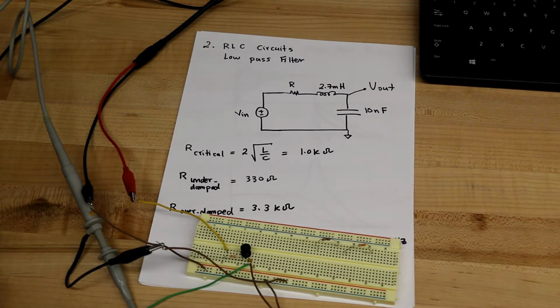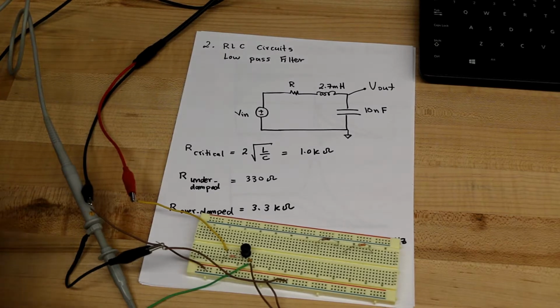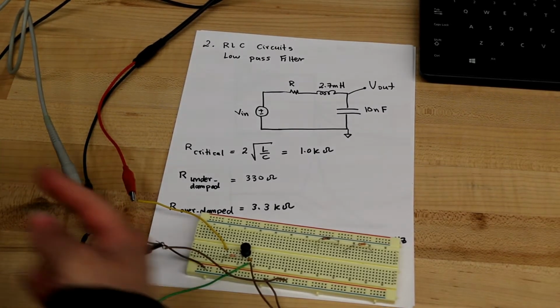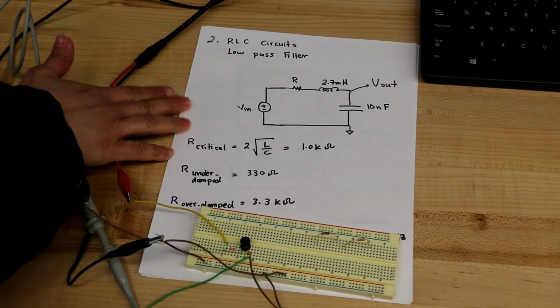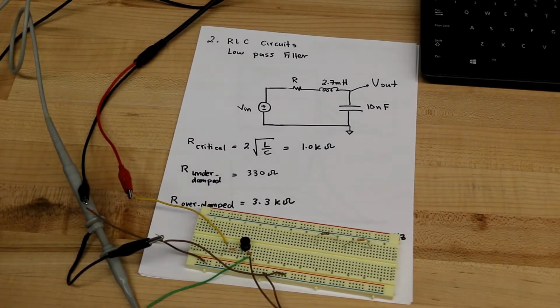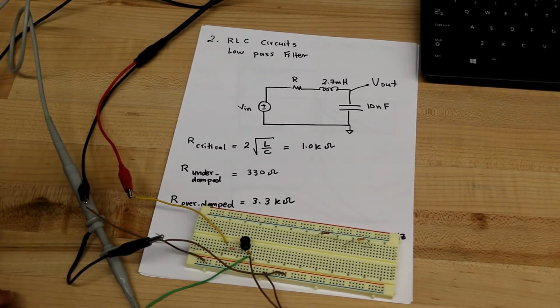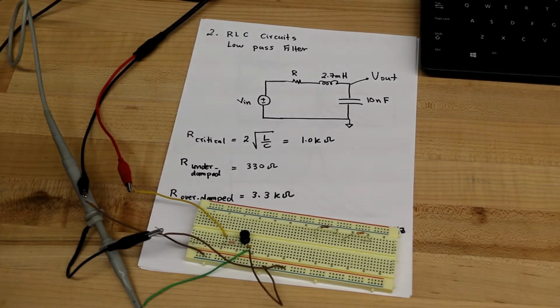So the critical resistor, or the resistor that gives a critically damped response, is 2 times square root of L divided by C. And I got 1 kilo ohm. And to get the underdamped and the overdamped response, I chose 330 ohms for the underdamped and 3.3 kilo ohms for the overdamped. So here's the circuit.